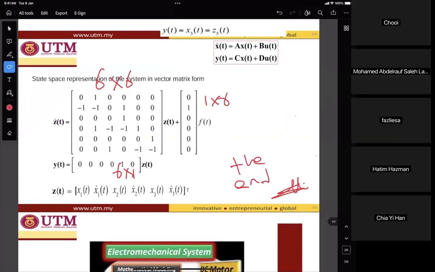Okay, so that's all for today. First Lisa, how are you? Fine. What is the order of this system? Slide 105. 6. Why? 6 state variables.